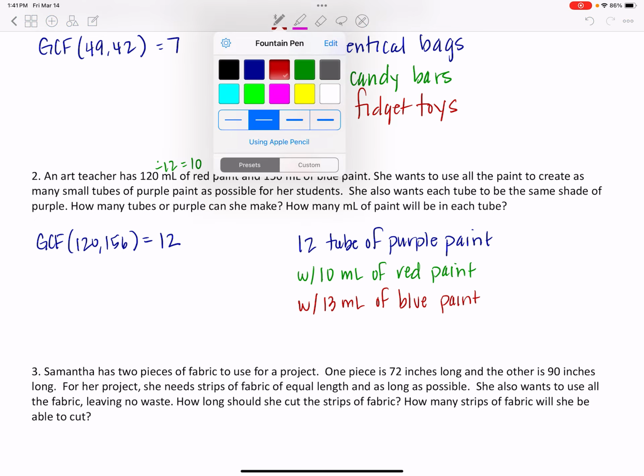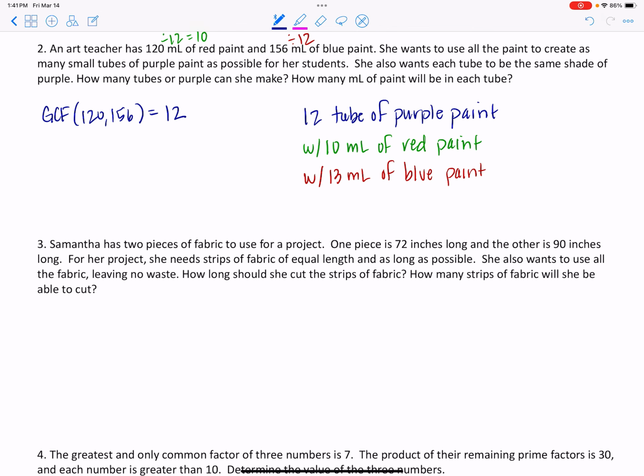All right, let's look at one more. Samantha, actually it's 2 more, but one more that's similar. Samantha has 2 pieces of fabric to use for a project. One piece is 72 inches long and the other is 90 inches long. For her project, she needs strips of fabric of equal length and as long as possible. She also wants to use all of the fabric, leaving no waste. How long should she cut the strips of fabric? And how many strips of fabric is she going to end up with altogether? How many will she be able to cut?